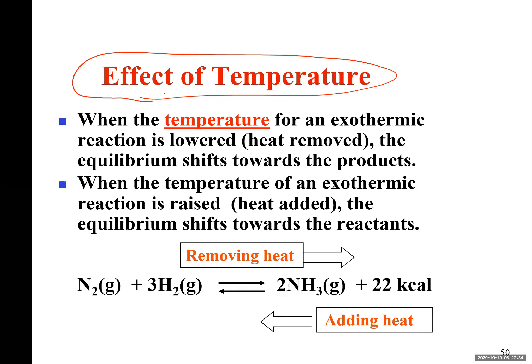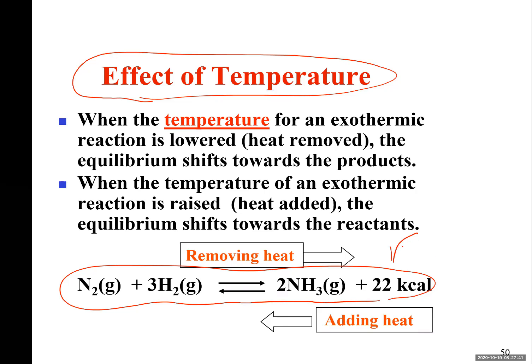Well, let's look at this reaction. What type of reaction is this? Is this reaction producing heat? Because energy, 22 kilocalorie per mole of nitrogen, energy is produced, right? Because energy is on the product side, not on the reactant side. So everything on the right-hand side is produced. If this reaction is heat producing, can I say this reaction is exothermic? It's generating heat.